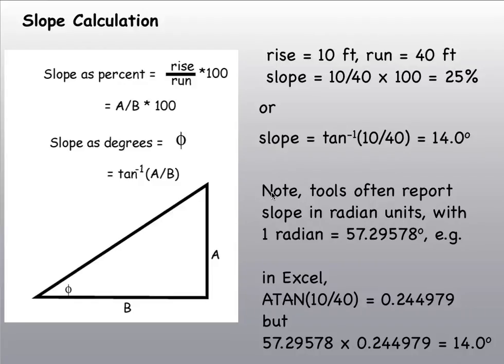You've got to be careful, because tools like Excel report the slope in radians. When you calculate the arctan, you get an output in radians, which would be a number like 0.24497. That's not the slope in degrees. You have to multiply by this factor, 57.29578, and actually it goes on, but that's good enough for us to get the slope in degrees, so be careful.